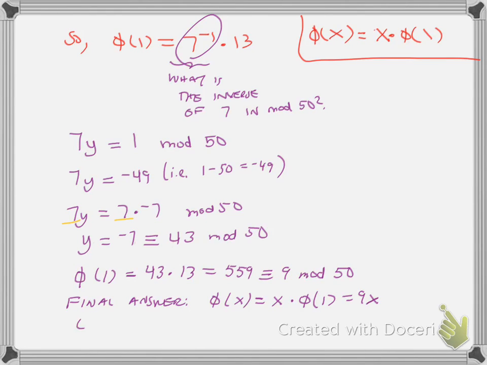And you can check to see that it satisfies our two conditions. Phi of 1 is 9 times 1, which is 9, and phi of 7, which is 9 times 7, which is 63, is 13 in mod 50. So this is correct. All right, so these are the two problems I want to go over. I'm going to stop this video and do another video going over some problems in chapter 7.